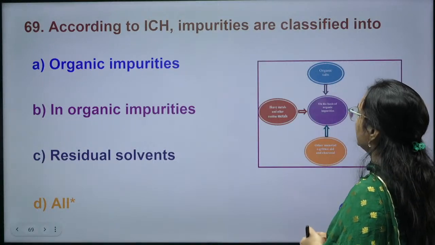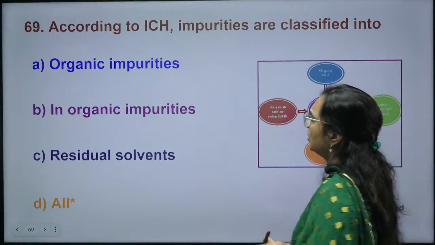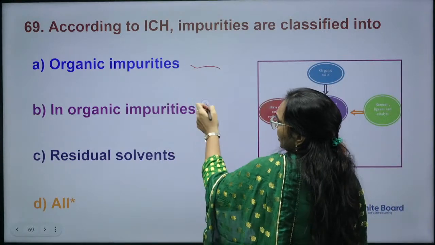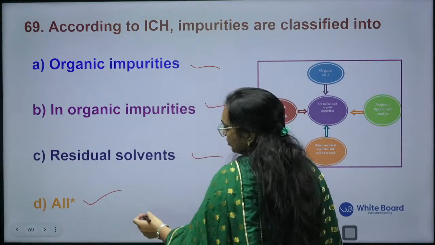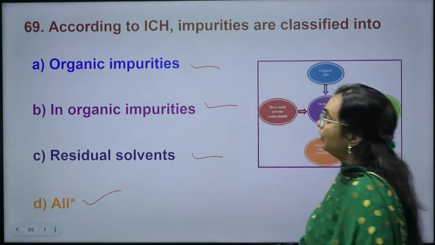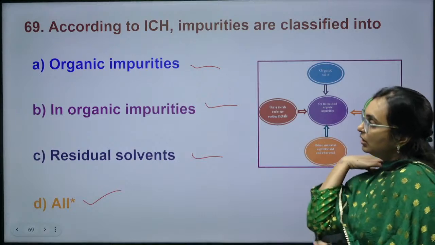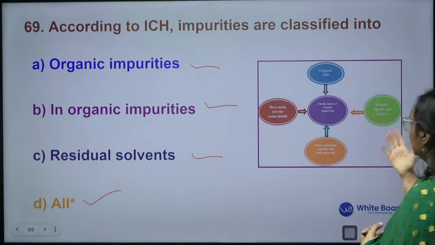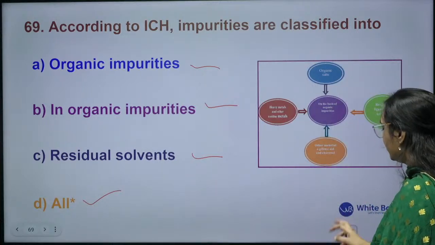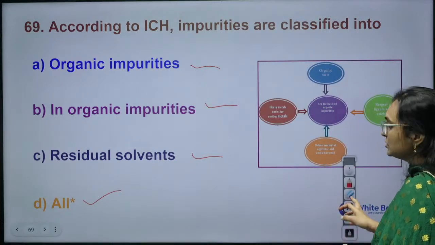Next question, according to ICH, impurities are classified as, so there are organic impurities, inorganic impurities, residual solvents, all. Answer is all. According to ICH, impurities are organic impurities, inorganic impurities, residual solvents, reagents, ligands, different types of impurities. So answer is here D.